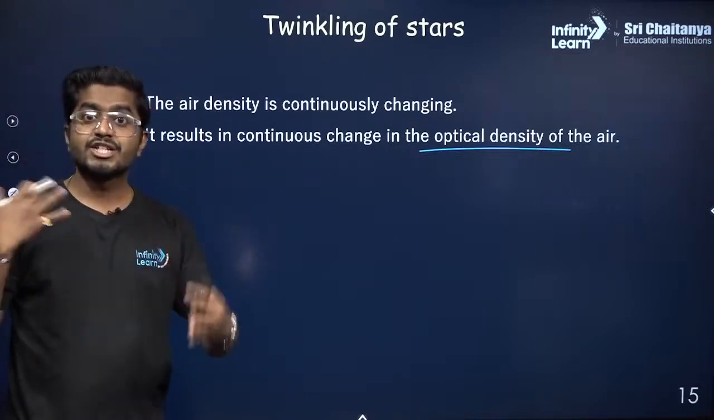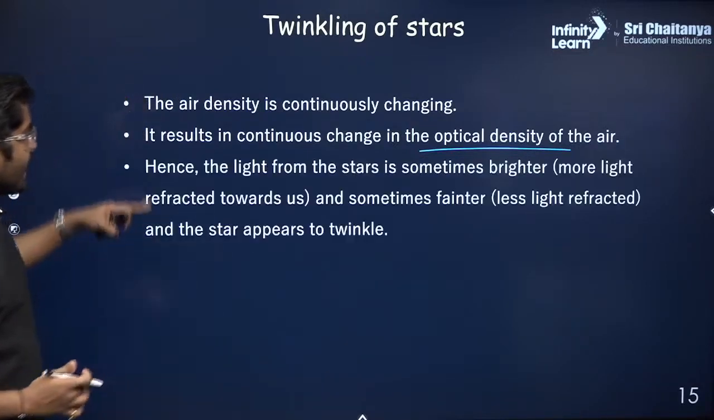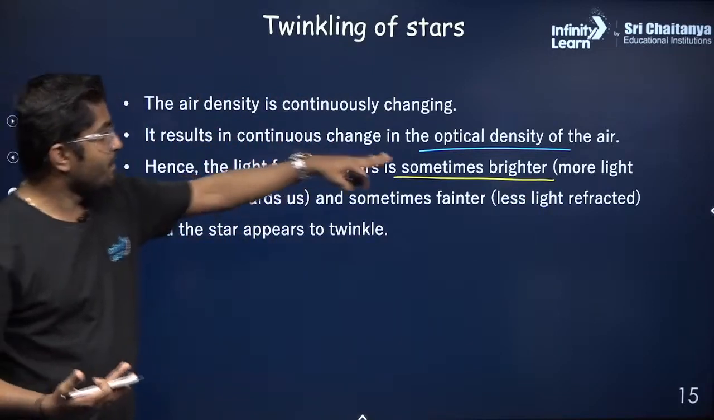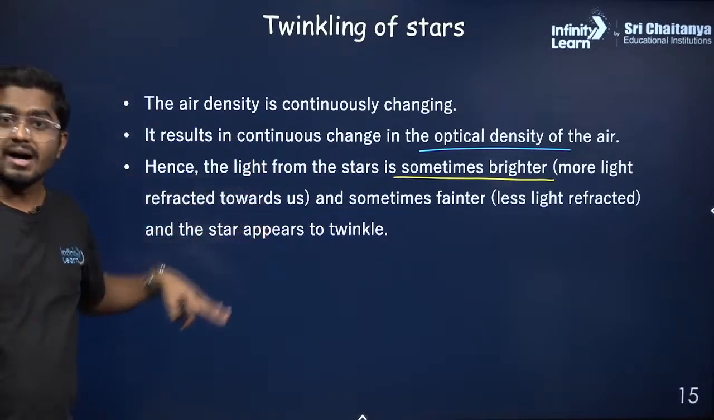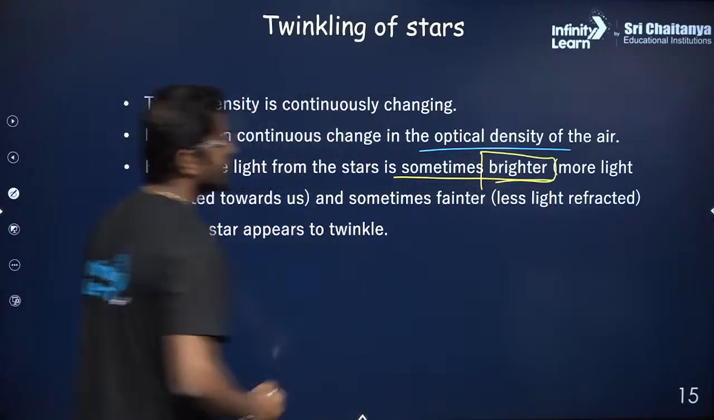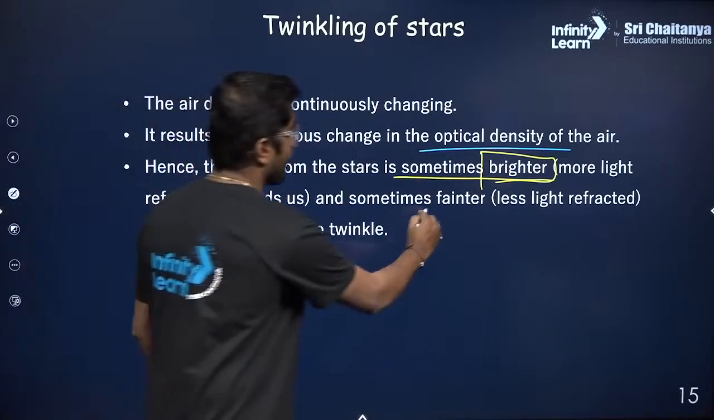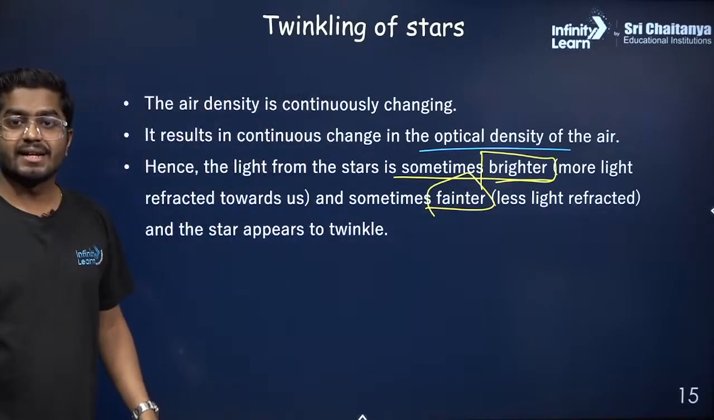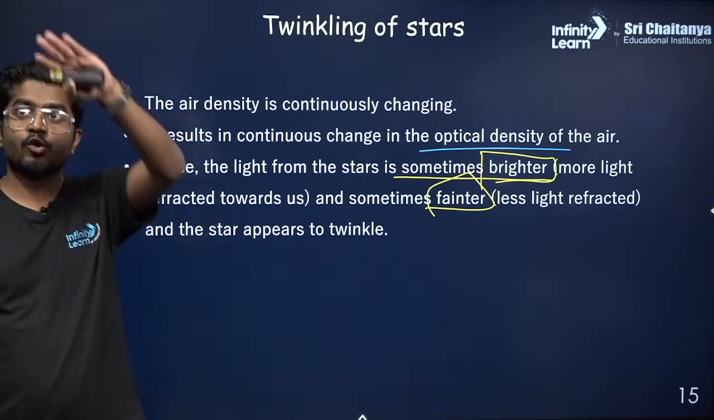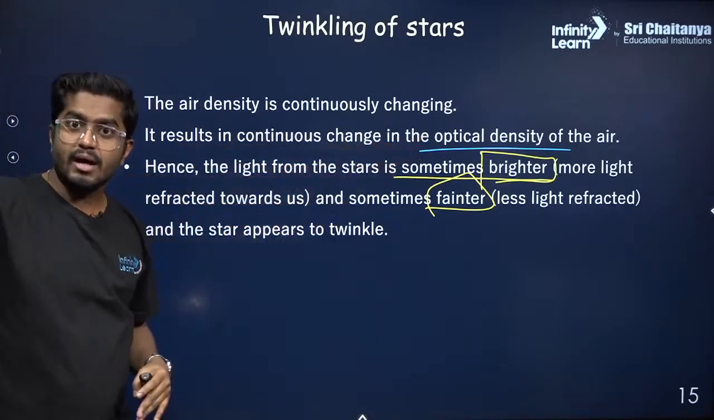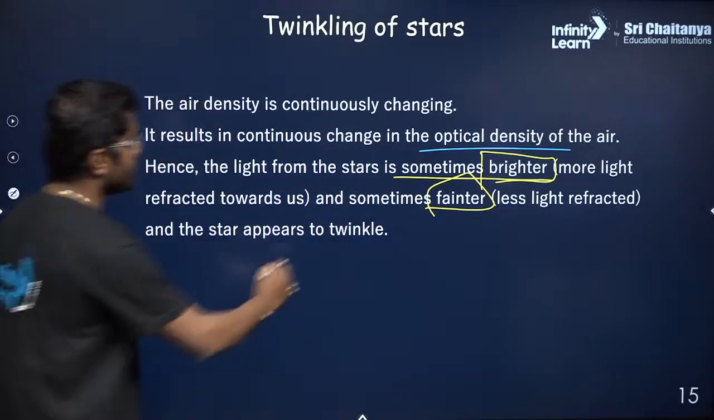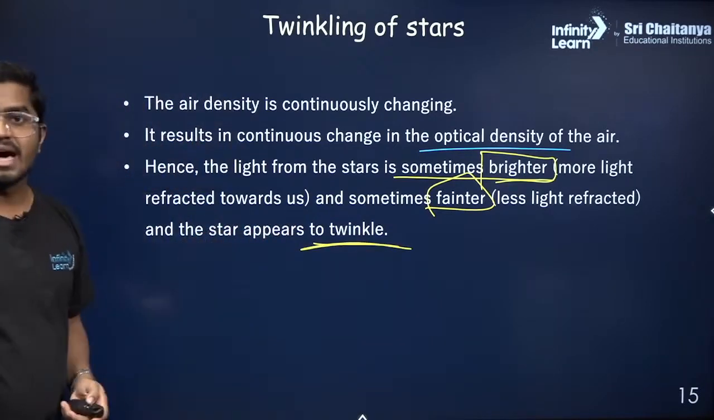Refractive index क्या होती है, हमेशा change होती रहती है air की, and because of that sometimes the star will appear brighter. Brighter कब दिखेगा, जब more light will refract towards us, बहुत ज़्यादा light हमारे पास आती है, then it will be brighter, correct? And sometimes that star will be fainter. कब faint दिखेगा, जब light जो आ रही है because of some movement of the air, कोई light किसी और जगह पे चली गई, so it does not come to me. So that is the reason it will appear fainter, correct? And that is the reason for the twinkling of the stars.